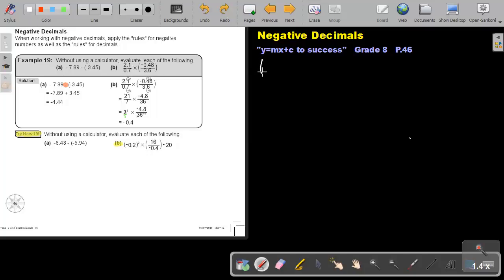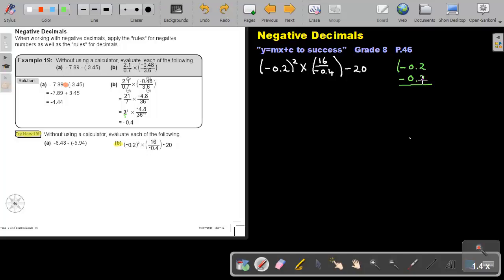Let's start. It is negative 0.2, and it's squared, multiply 16, divide negative 0.4, negative 20. Now, to keep the order of my sum, I'm going to do this part on the side, this part on the side, and then just bring everything back. So, if I look at this one, I'm having negative 0.2, and it's multiply 0.2.